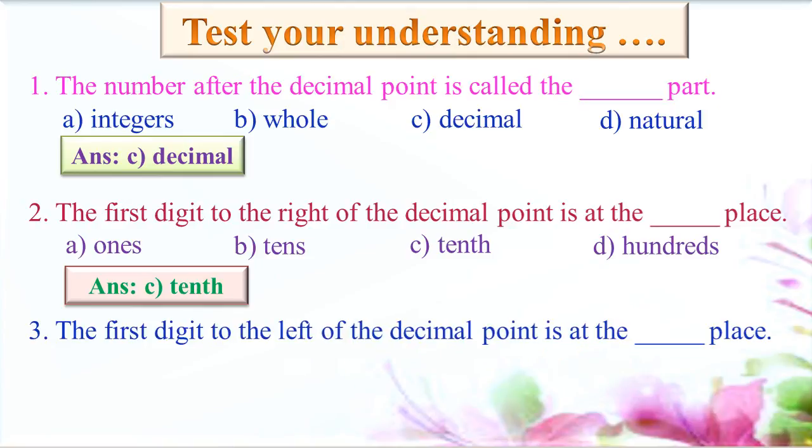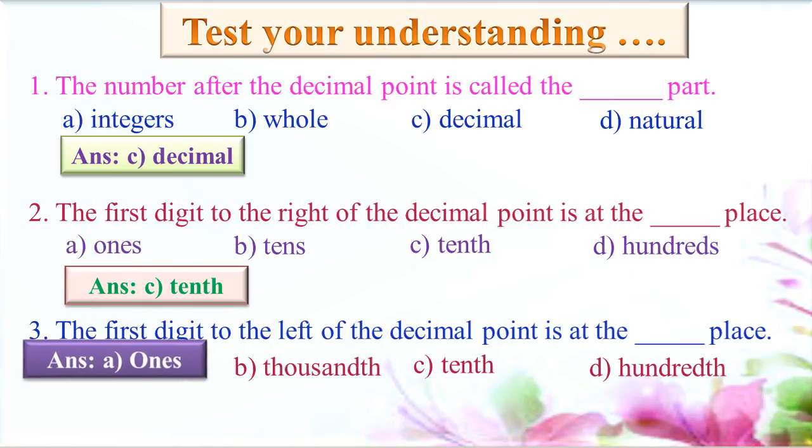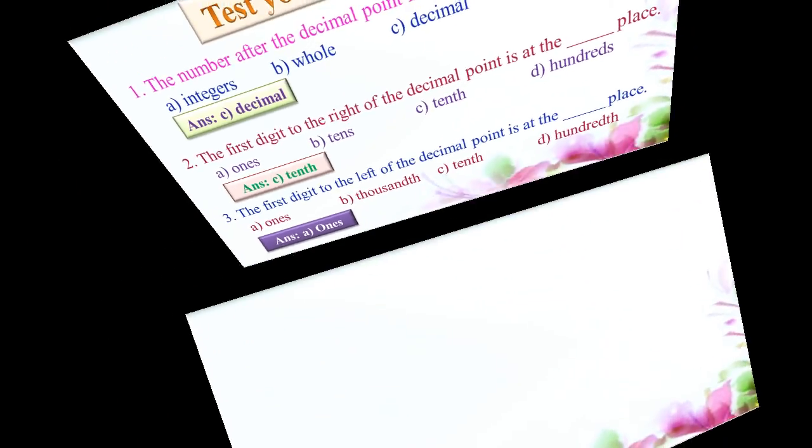Third one: the first digit to the left of the decimal point is at the dash place. Options are ones, thousandth, tenth, hundred. The answer is A, ones. Thank you.